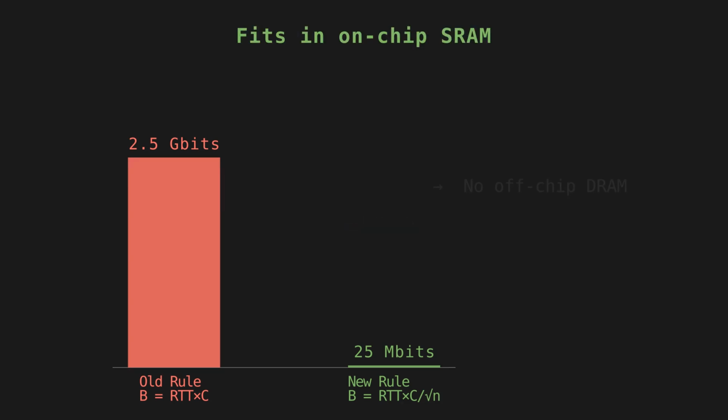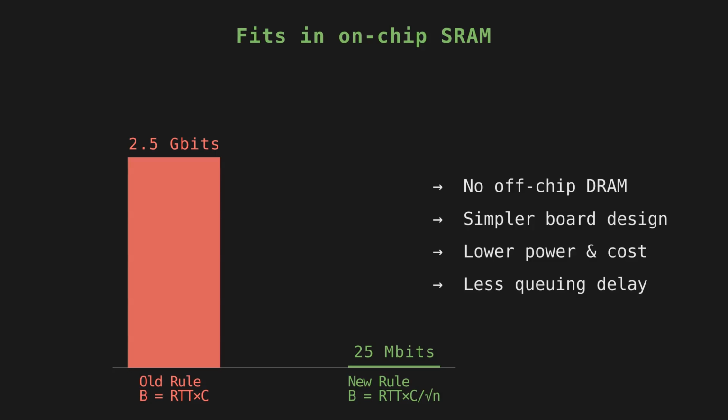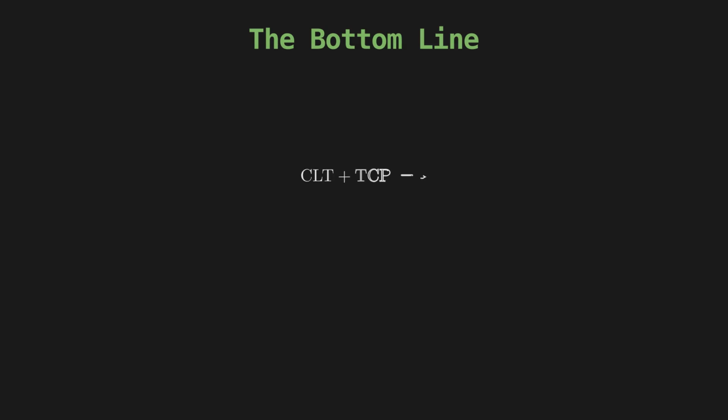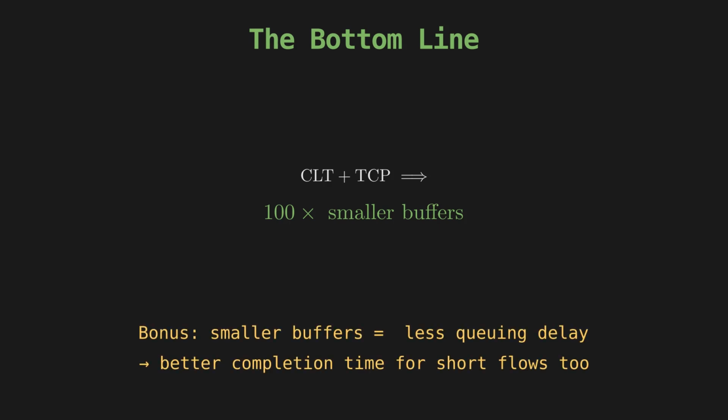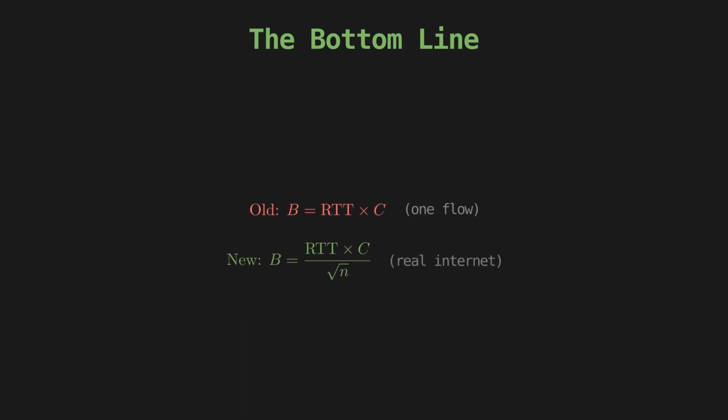That's a 99% reduction. 25 megabits fits in fast on-chip SRAM, no more wide memory buses, no more off-chip DRAM, simpler, cheaper, faster routers with no meaningful loss in throughput. By applying the central limit theorem to TCP traffic, this paper showed that backbone router buffers can be 100 times smaller than everyone assumed. Smaller buffers mean less queuing delay, which actually improves latency for short flows. It's a rare case where the theoretically correct answer is also the practically better one.